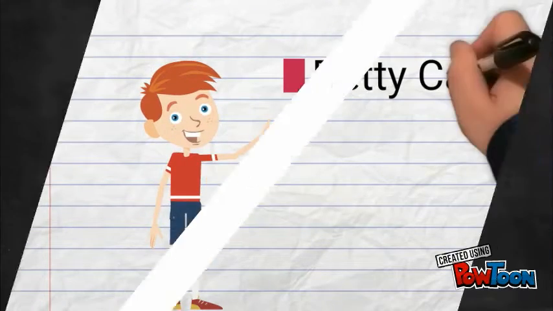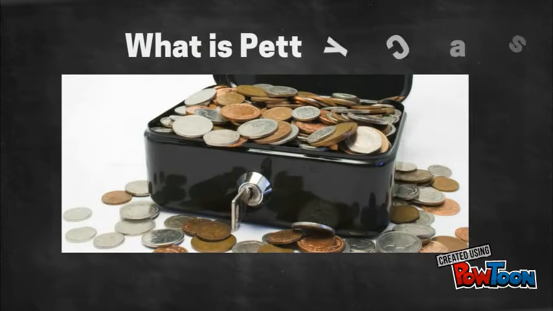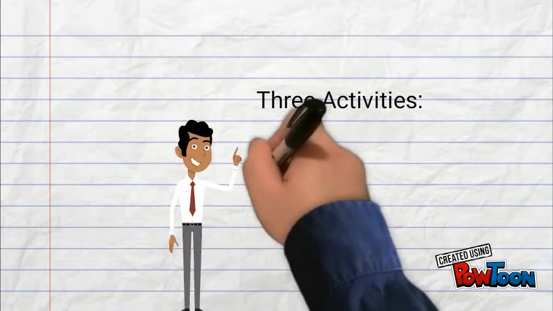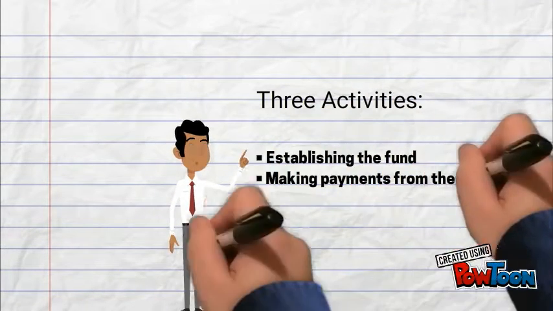Petty cash. A petty cash fund is an amount of cash kept on hand to pay for minor expenditures. While the size and scope of a petty cash fund will vary across companies, its operation will involve the following three activities: establishing the fund, making payments from the fund, and replenishing the fund.